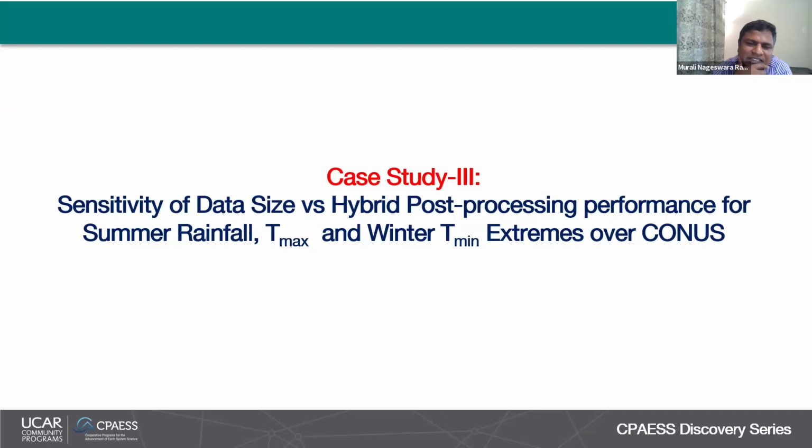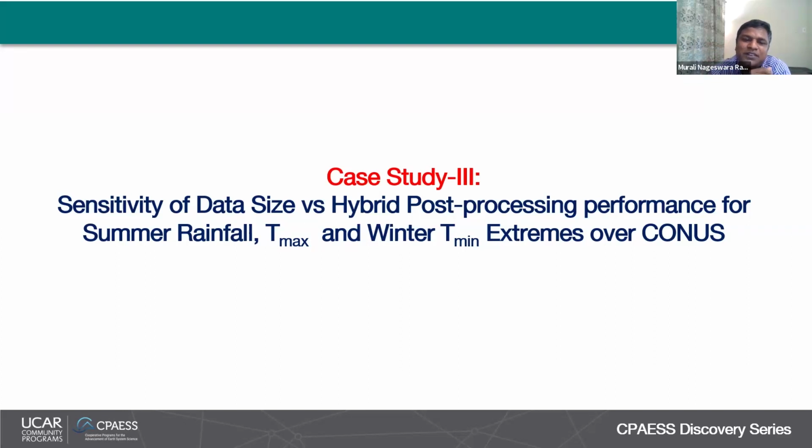I want to see how the training period impacts the hybrid post-processing performance. That's why I have considered three cases: summer rainfall, Tmax, and winter T minimum. Here I have considered the total period from 2000 to 2019. In that, 2015 to 2019 I have used for the predictions.